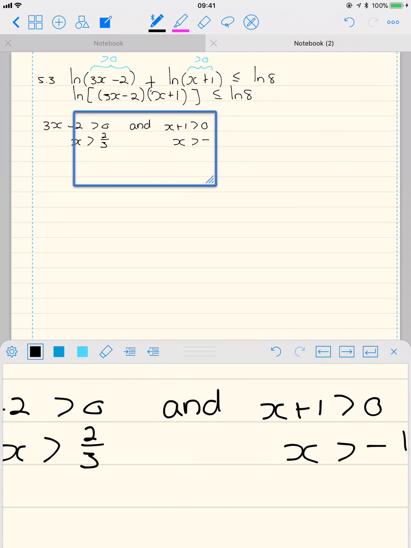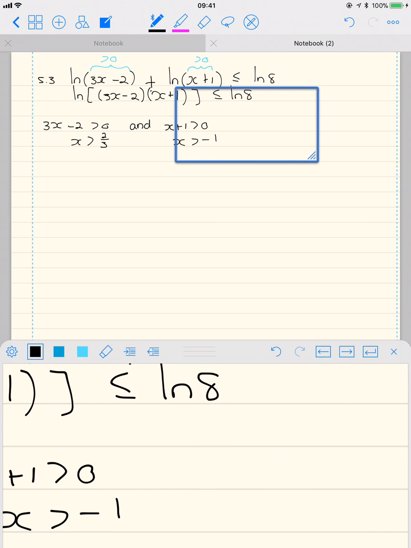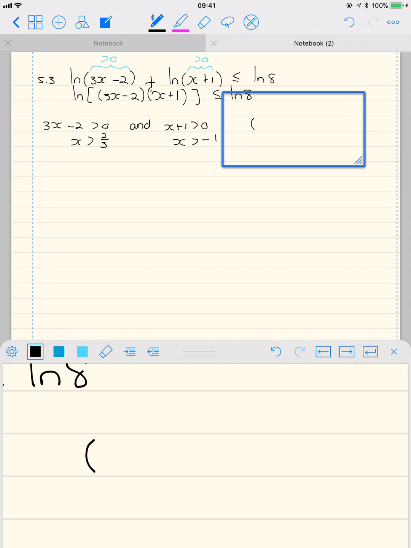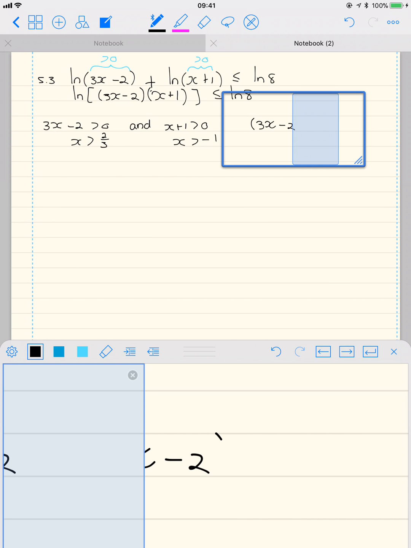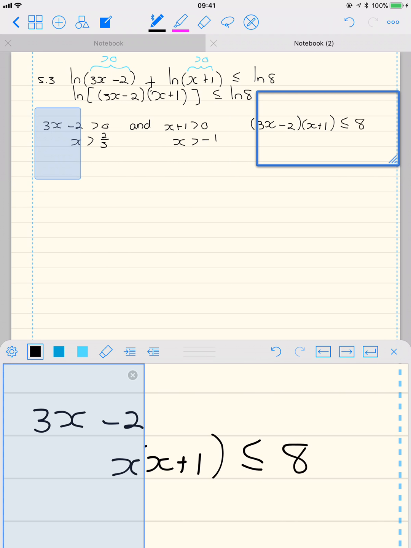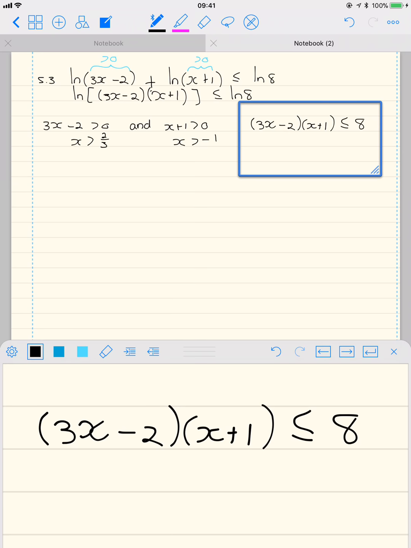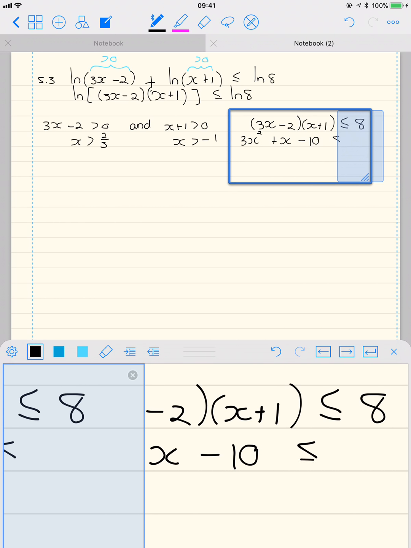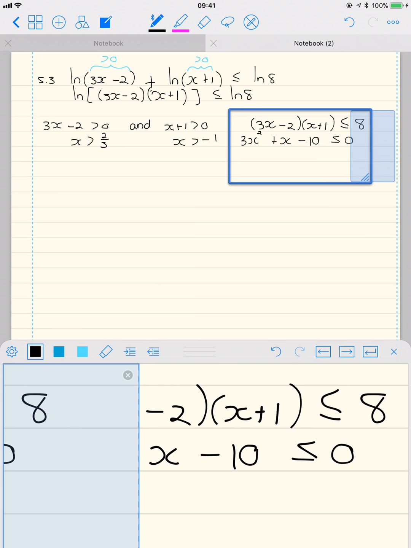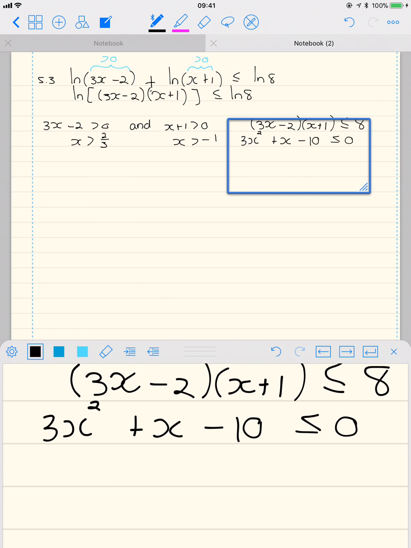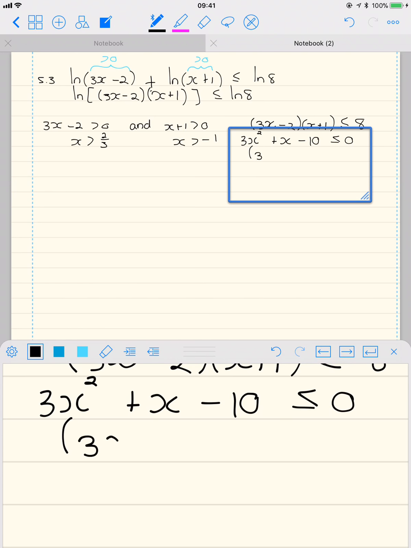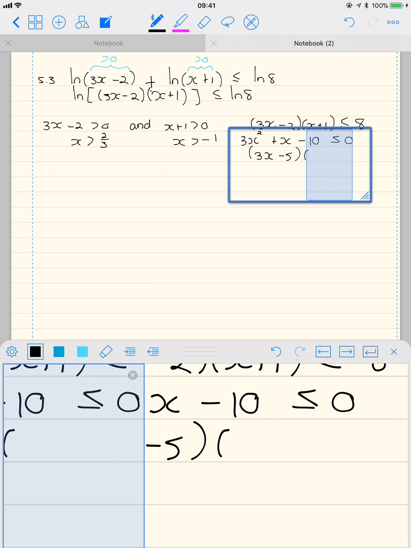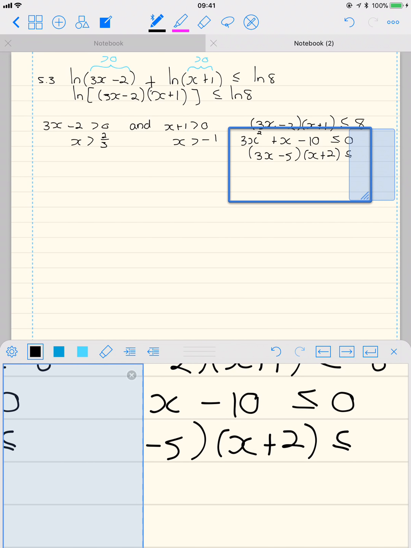Now we've done the first part, but the second part is that (3x minus 2)(x plus 1) must be smaller or equal to 8. So now we first want to take the 8 to the other side, so we're going to say 3x squared plus x minus 10 smaller or equal to 0. Now this is a quadratic function, so let's factorize it. (3x minus 5)(x plus 2) must be smaller or equal to 0.